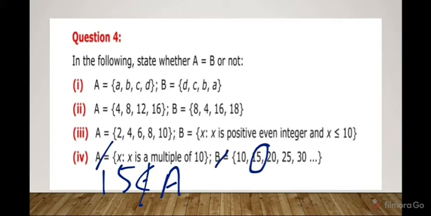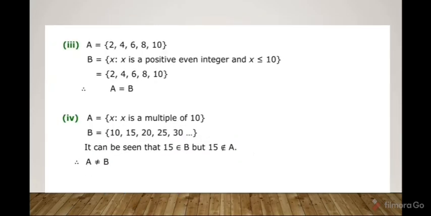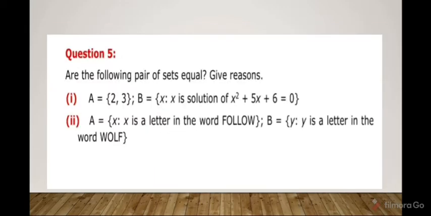That's why for the fourth one, A is not equal to B. Similarly, 25 is not a multiple of 10. 35 is not a multiple of 10. That's why here A and B will be different sets. This one is the reason: 15 belongs to B, but 15 does not belong to A. That's why A is not equal to B. In this way, you have to check whether two sets are equal or not.